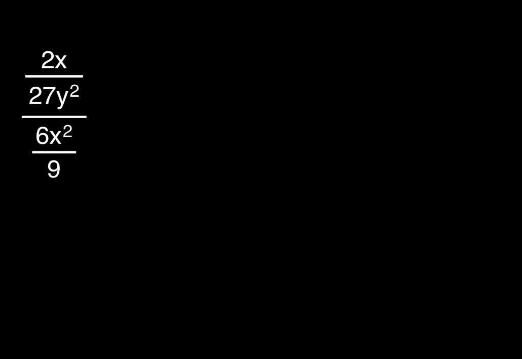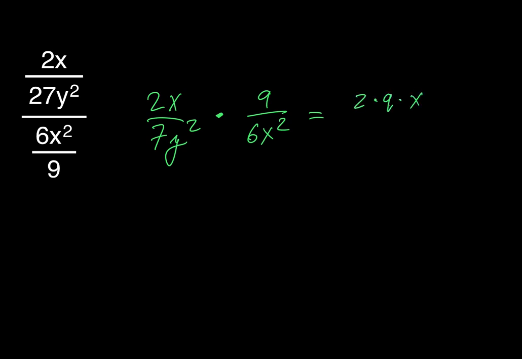a much bigger fraction. These look ugly, but don't worry, they're not that bad. Dividing by a fraction is the same as multiplying by the reciprocal. I'm only multiplying and dividing, so I can actually just rewrite this as 2 times 9 times x, it's a 9, not a q, over 7 times y squared times 6 times x squared. And then I can do reducing.